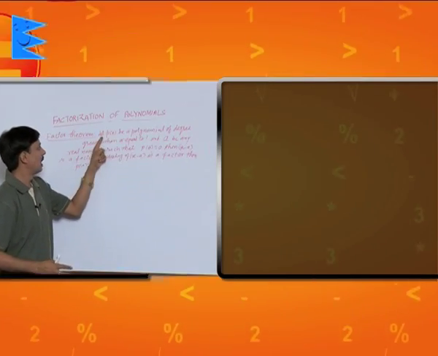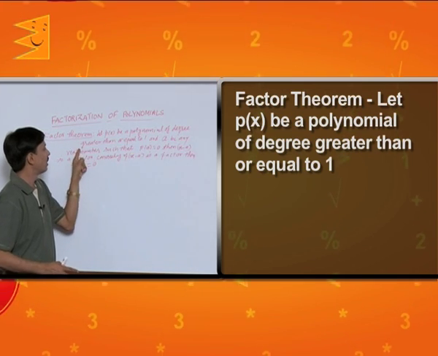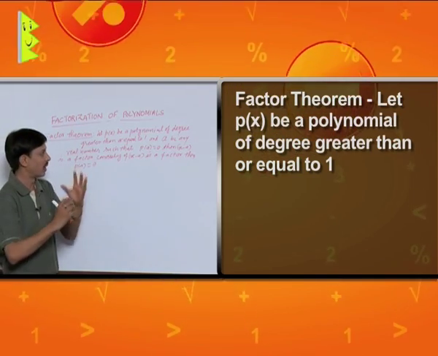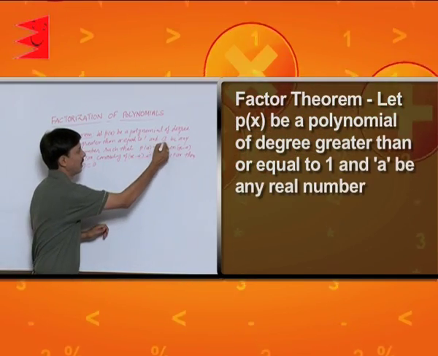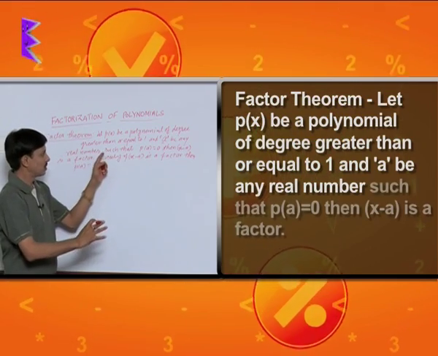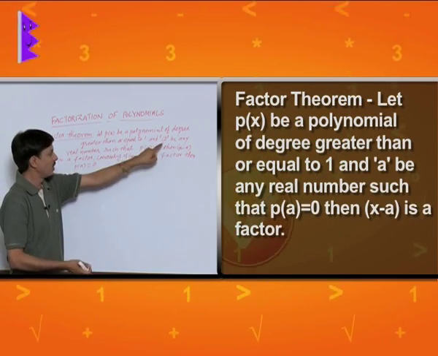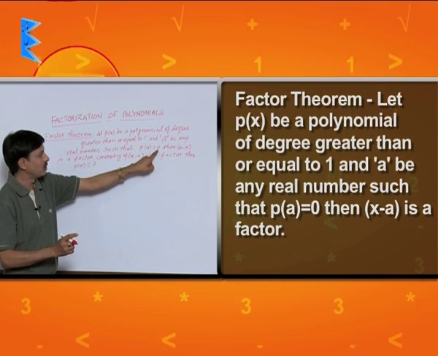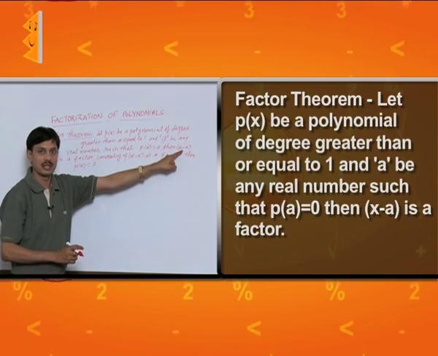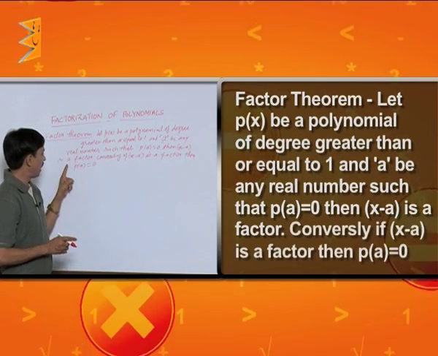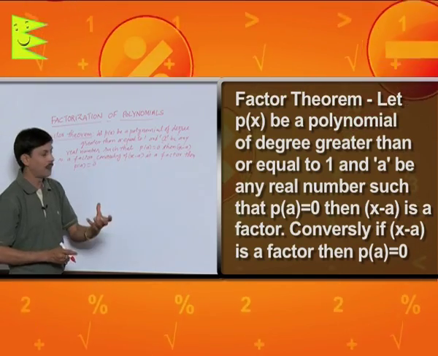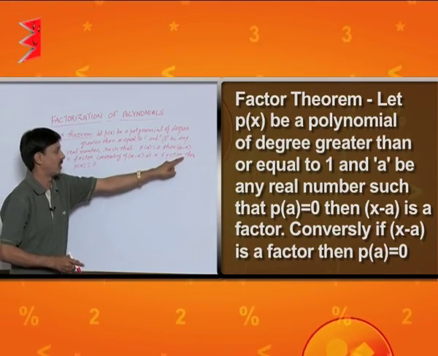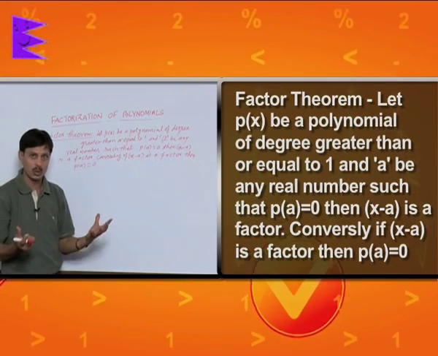Here, in the same way, let p(x) be a polynomial of degree greater than or equal to 1. There is any polynomial whose degree is greater than or equal to 1, and let a be any real number such that, when this a is put in the polynomial, the result becomes 0, that is, the remainder becomes 0. So we say x minus a is a factor. And conversely, if x minus a is a factor of the polynomial, then p of a is 0. So this is two way.